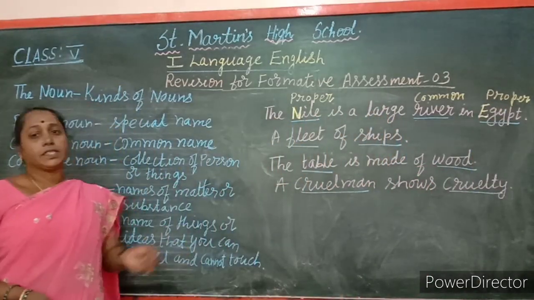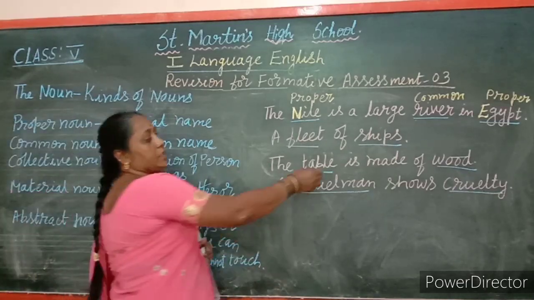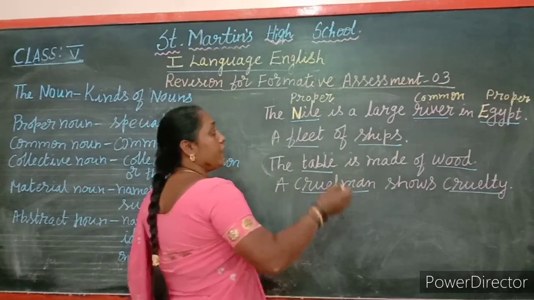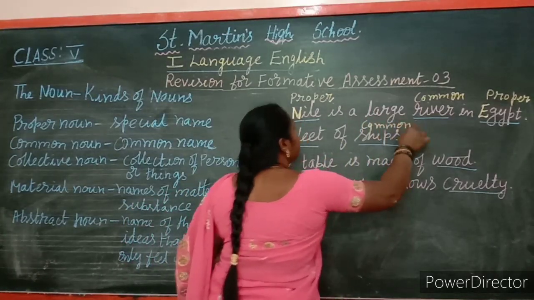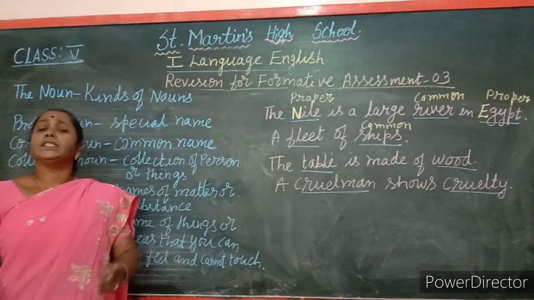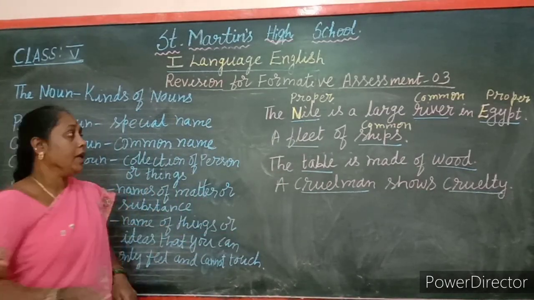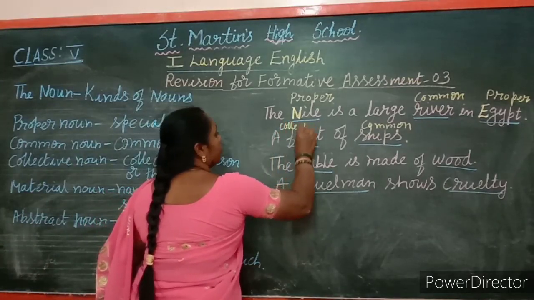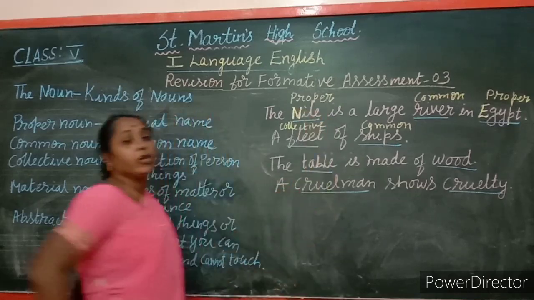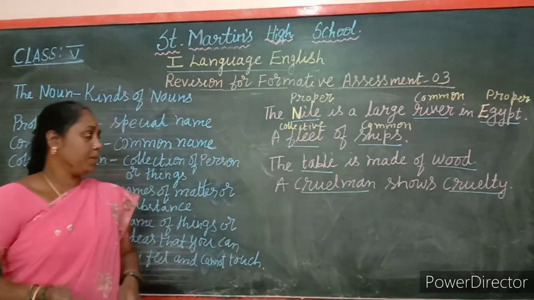Next, come to the next sentence. A fleet of ships. Here, ships is a common name. Therefore, it is a common noun. Whereas fleet is the name given to a collection of ships, a group of ships. Therefore, it is called a collective noun. You call it a collective noun because it is the name given to the collection of ships here.